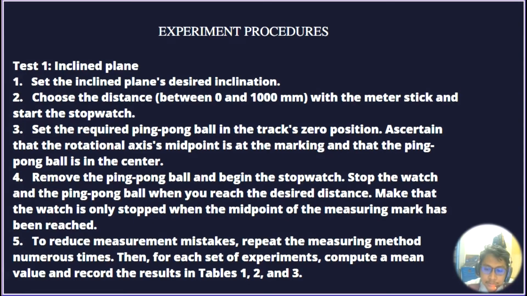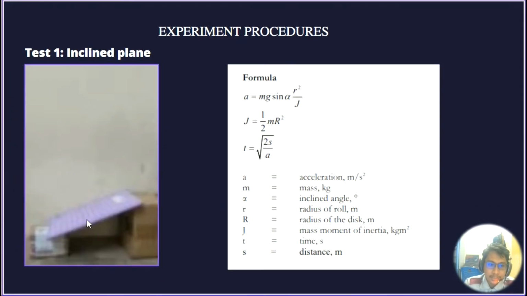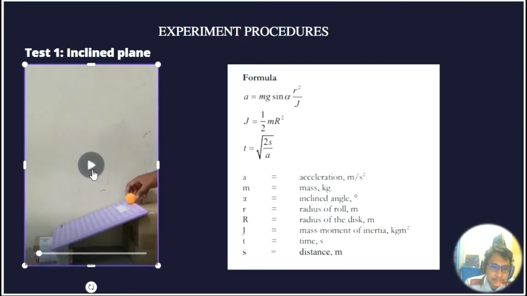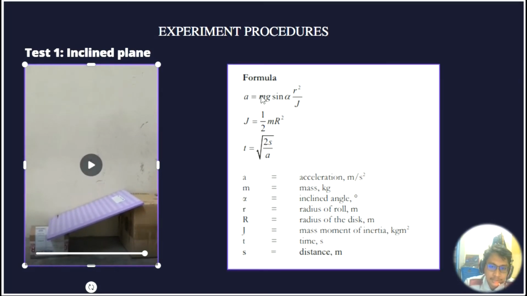Fifth, to reduce measurement mistakes, repeat the measuring method numerous times. Then, for each set of experiments, compute a mean value and record the result in tables 1, 2, and 3. Next, this is the example of the experiment we made at home. So, we can see this. Next, this is the formula for experiment number 1.